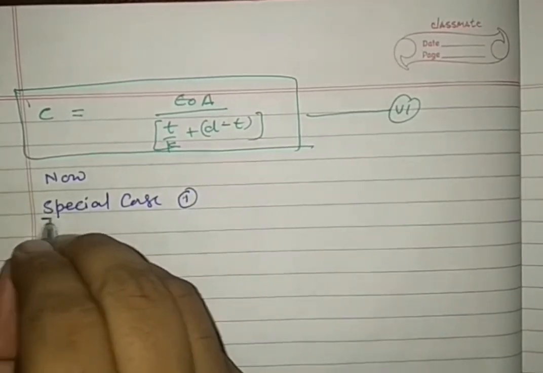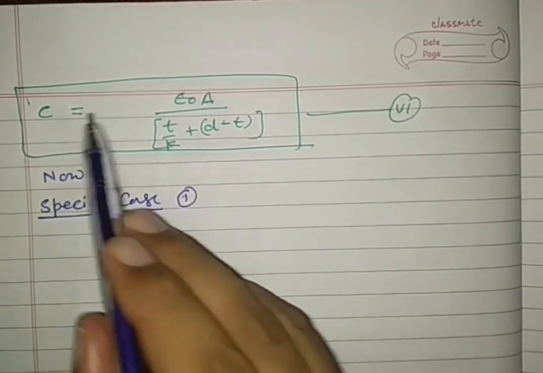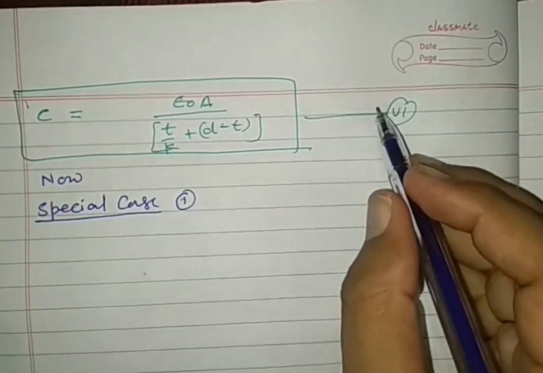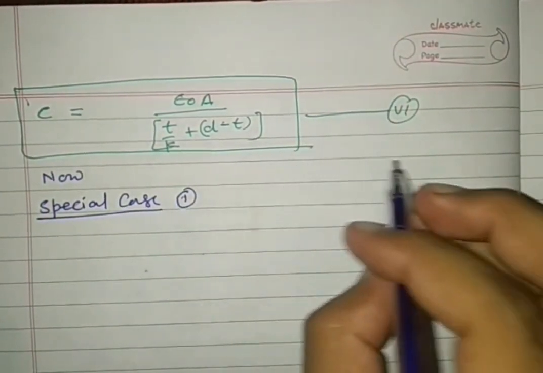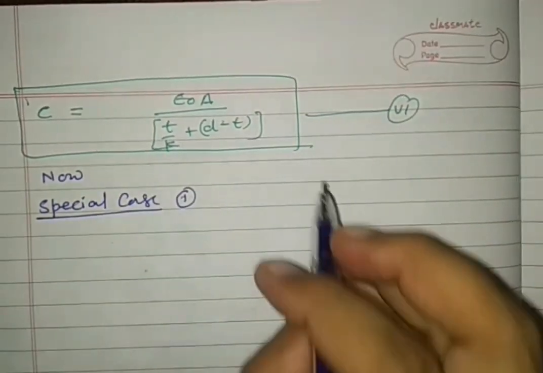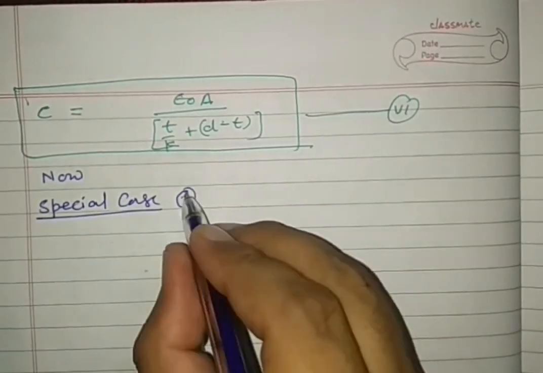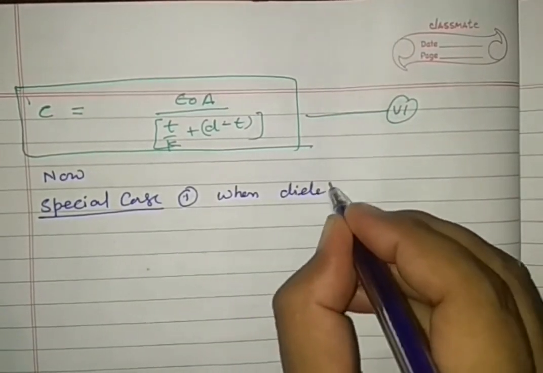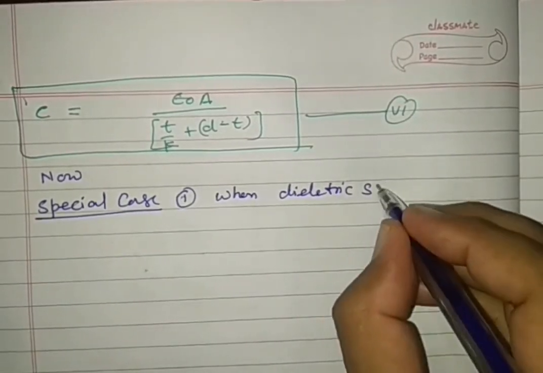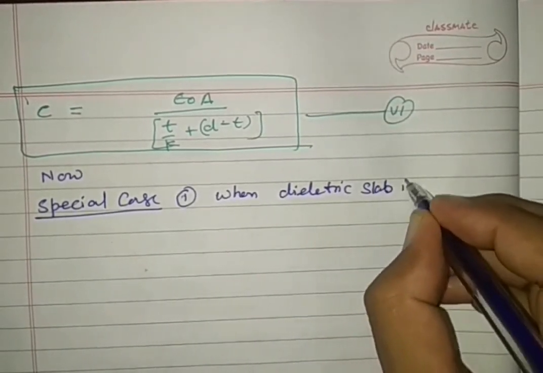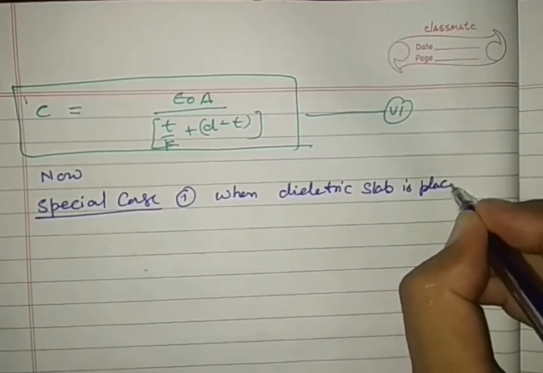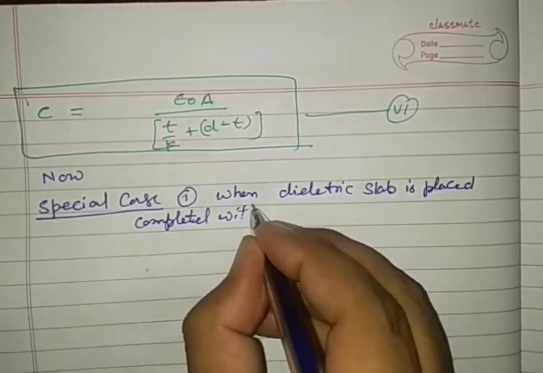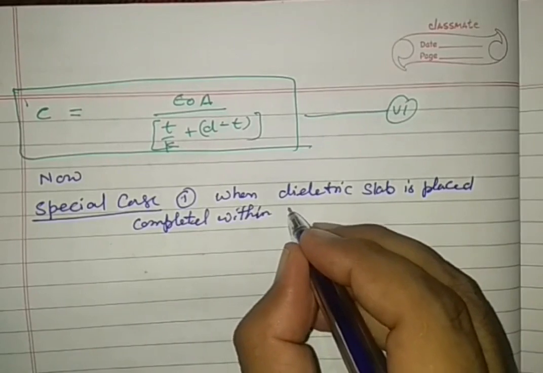Special case number 1 we are going to see. This is a general formula of capacitance when a dielectric slab is placed partially within the plates. This formula is used, right? Now special case 1, when the dielectric slab is placed completely within the plates.